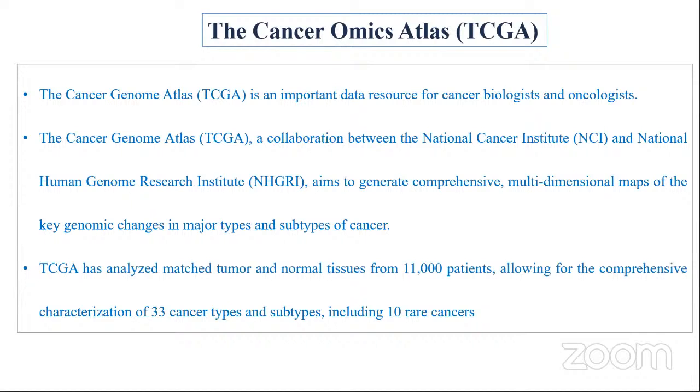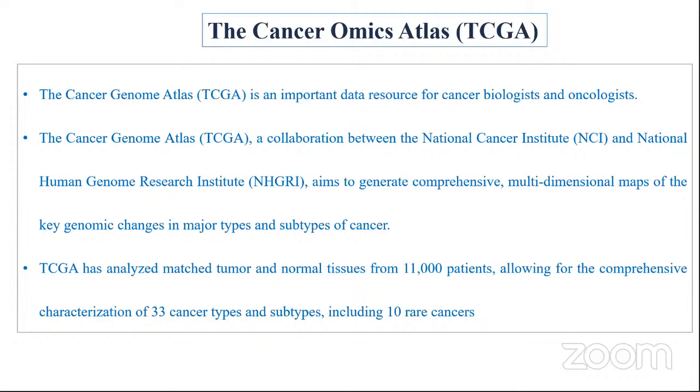TCGA is a collaboration between the NCI, the National Cancer Institute, and the NHGRI, the National Human Genome Research Institute. They aim to generate a comprehensive and multi-dimensional map of the genomics or omics data sets with respect to cancer types and their subtypes. You will not only get to know the cancer type mutations, you're also going to know the subtype mutations in a particular cancer type. For example, breast cancer has four different subtypes, and they have a number of mutations with respect to each subtype.